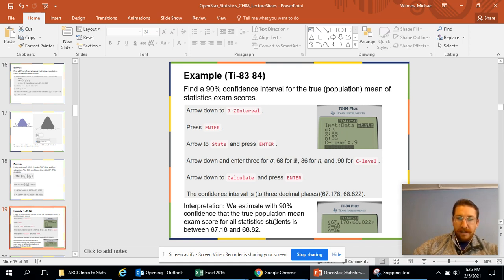Here they interpret it. We estimate with 90% confidence that the true population average exam score for all stats students is between those two numbers.